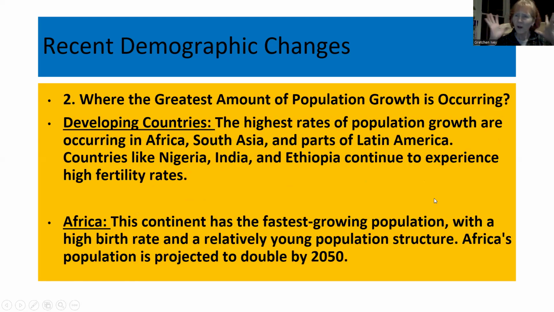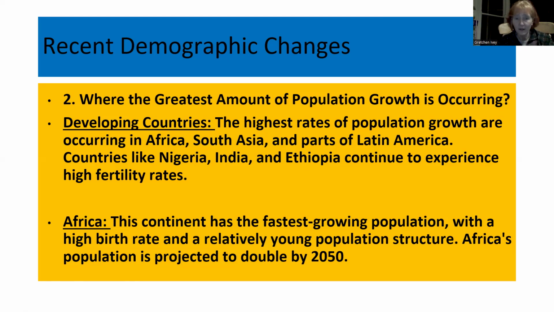So, where is the greatest amount of population growth occurring? So these are the demographic changes. Now, there is a big shift in about the time of the Second World War. So developing countries is where the most population growth is occurring. The highest rates of population growth are occurring in Africa, South Asia, and other parts of Latin America. Countries like Nigeria, India, and Ethiopia continue to experience high fertility rates.